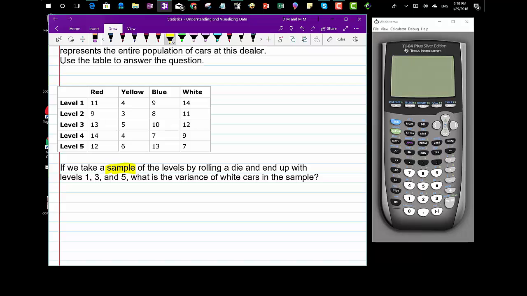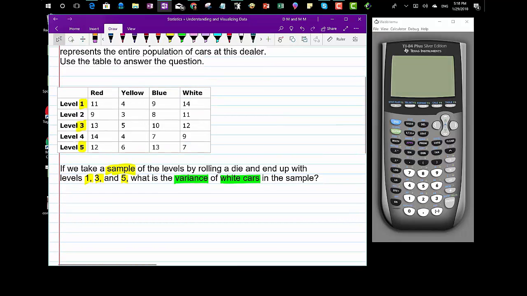So it says if we take a sample of the levels by rolling a die and end up with levels 1, 3, and 5 in our sample, what is the variance of the white cars in the sample? So we're zeroing in on white cars. So looking at white cars in our sample, that means level 1 is 14, level 3 is 12, and level 5 is 7. So those are the values that we're going to use to find the variance of.